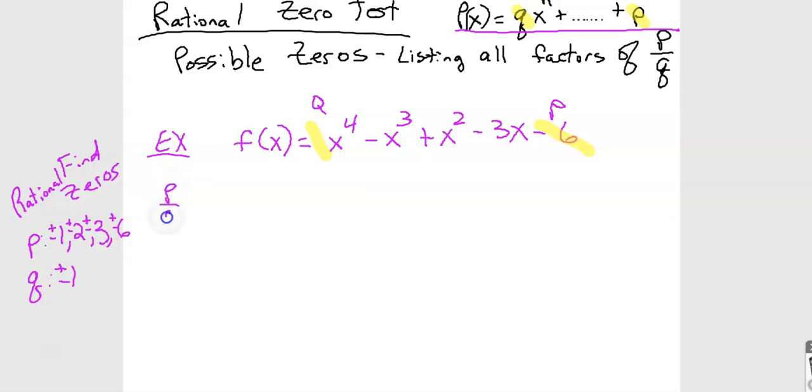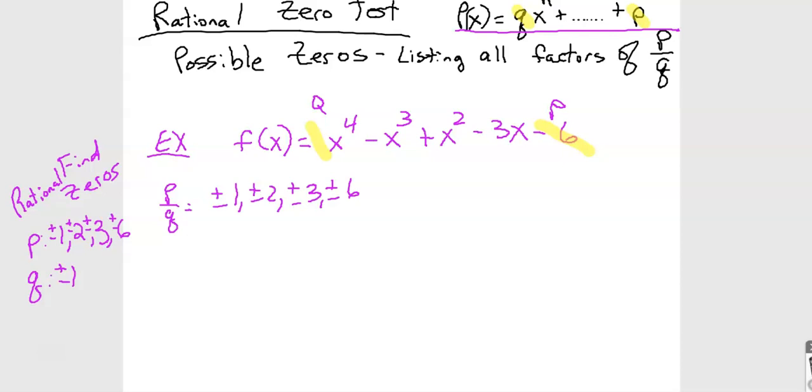And then p divided by q, you're just going to take all the possible p divided by q. Well, luckily q is only 1. So p divided by q is plus or minus 1, plus or minus 2, plus or minus 3, and plus or minus 6. So those are all the possible. So there's actually 8 possible rational zeros. And what we're going to do is we're going to find all the possible rational zeros. Those are all the possible ones, but we want to find out which ones actually are the zeros for this polynomial.